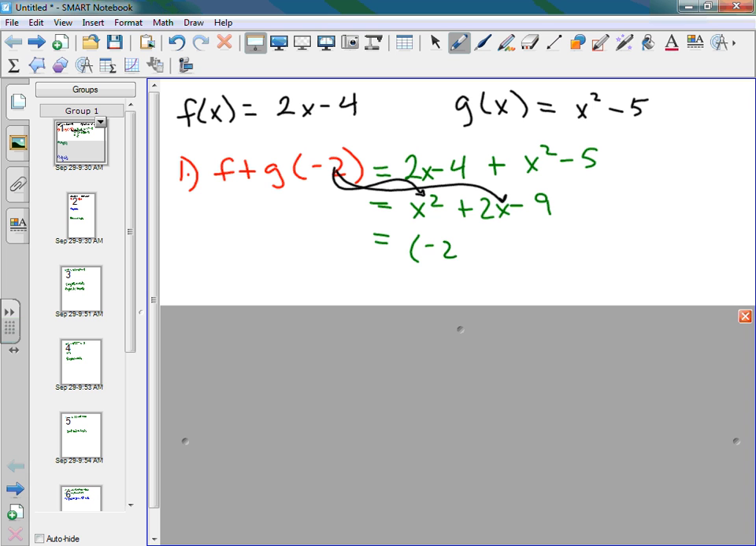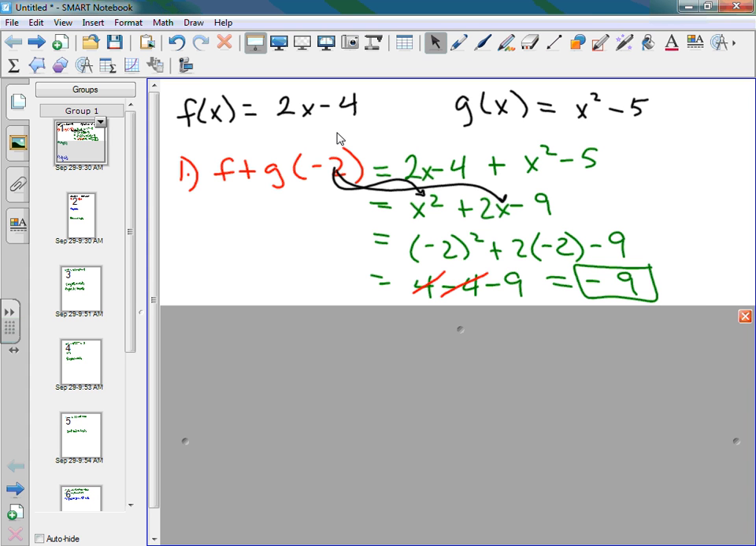Substitute -2 every place you see an x. Okay? So that's going to be -2 squared plus 2 times -2 minus 9. What's -2 squared? What's 2 times -2? -4. And what happens to my -4? My 4s, they cancel out, and I'm left with -9.